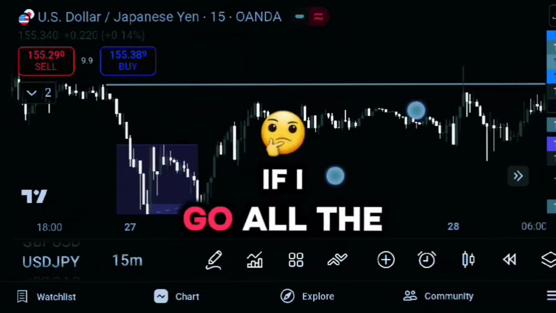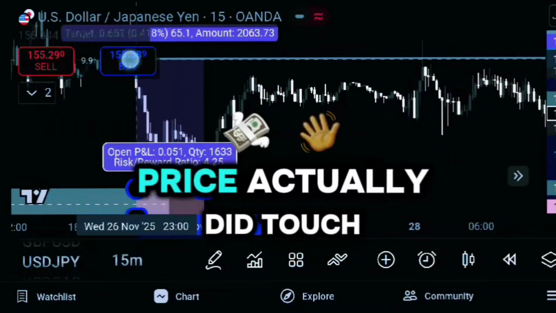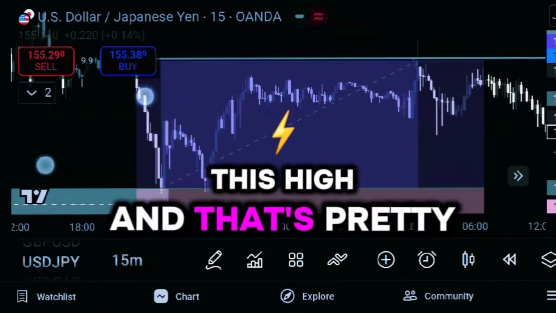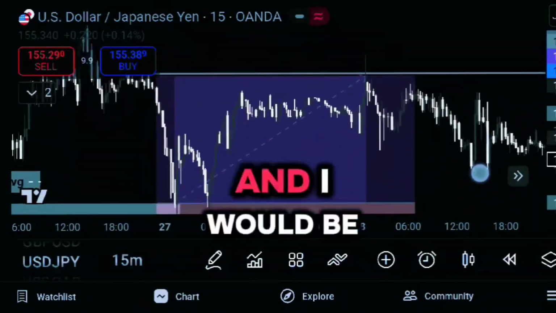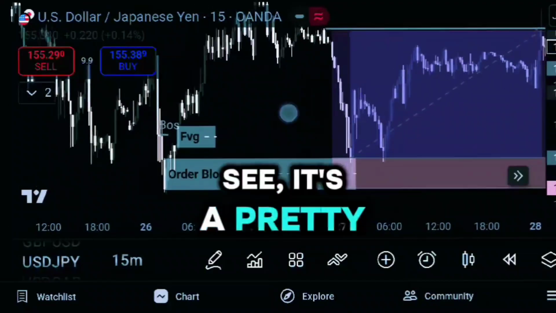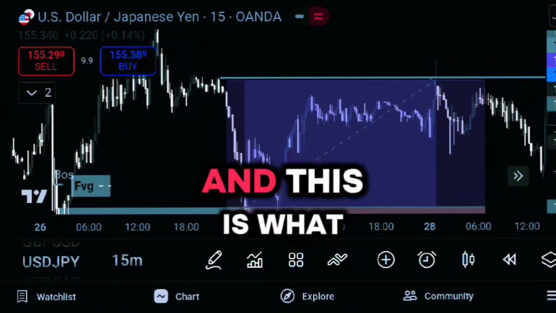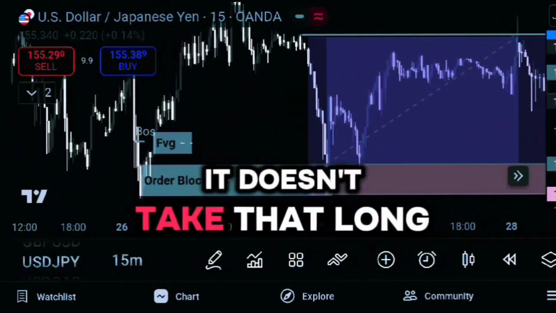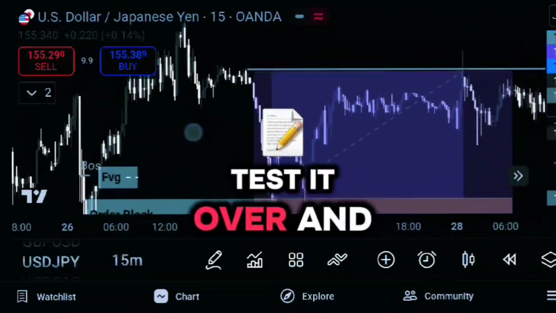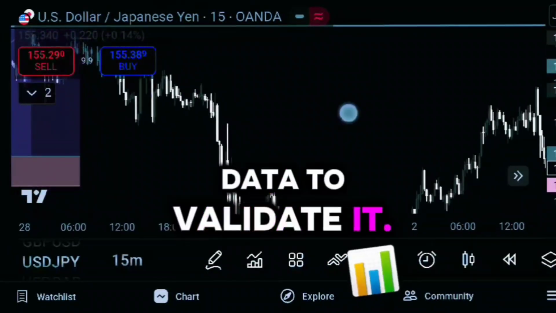And if I go all the way out, you can see where price actually did touch this high, and that's pretty much it, and I would be literally out of the trade. So as you can see, it's a pretty effective, straightforward strategy, and this is what I really like about it. It doesn't take that long to learn, and all you have to do is just backtest it over and over to get this data to validate it, right?